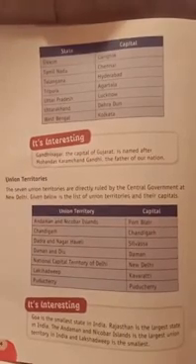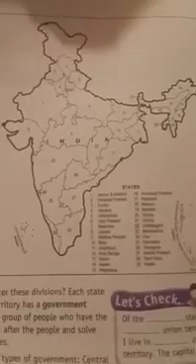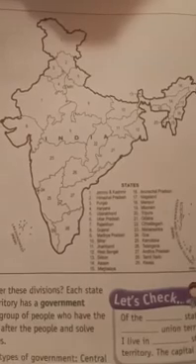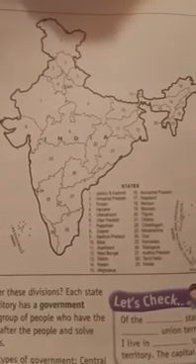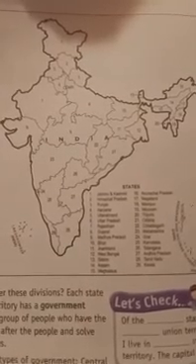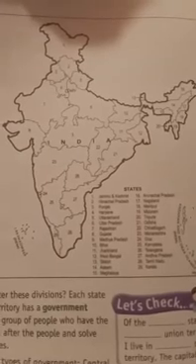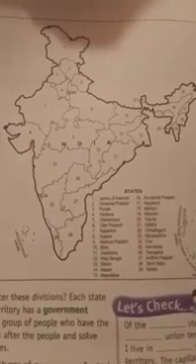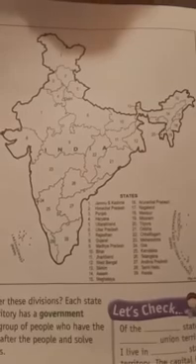Why does our India map have a different shape? Why is the India map shaped like this? Because our India has varied landforms and different types of climate conditions and so on, okay. And the people of different parts of India speak different languages, eat different types of foods, and have different ways of wearing clothes.